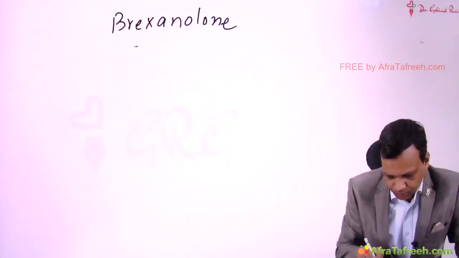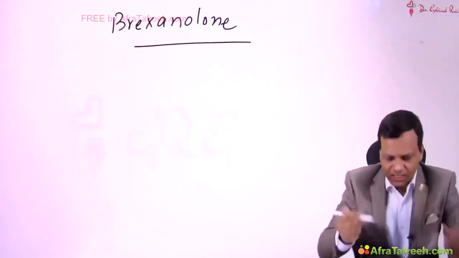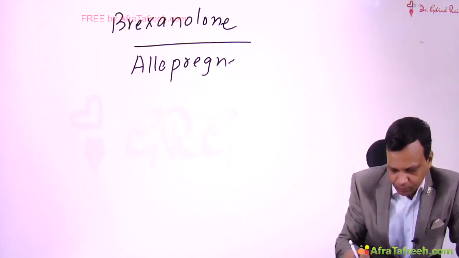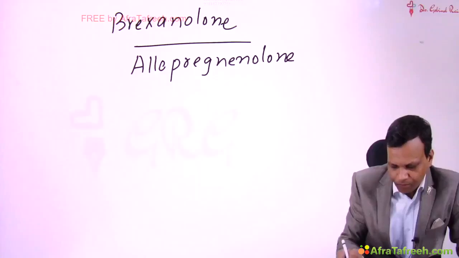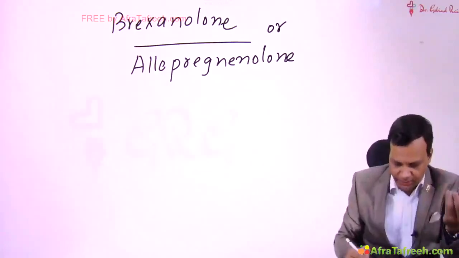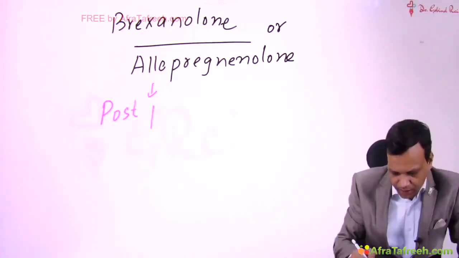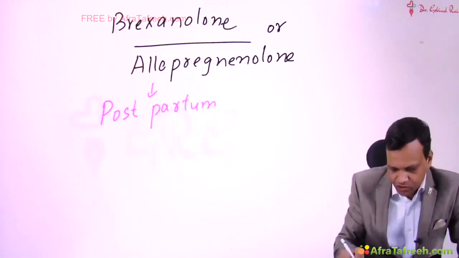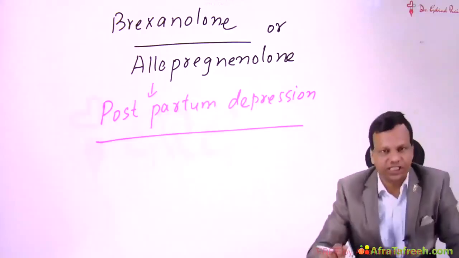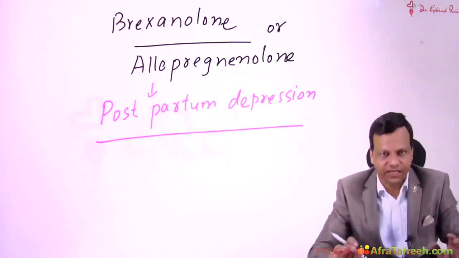The second drug is brexanolone. Brexanolone is a neurosteroid. Another name is allopregnanolone. This drug is recently approved in depression, but a special type of depression which is called postpartum depression. So brexanolone is approved for postpartum depression. Okay? So these are the important points regarding the antidepressant drugs.